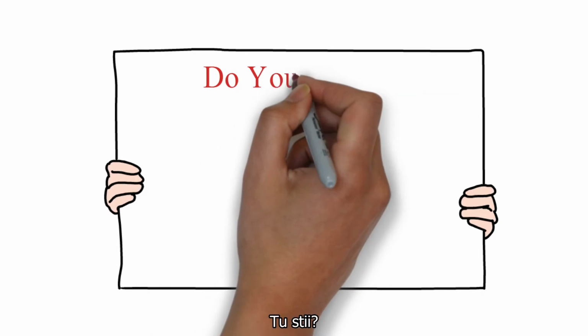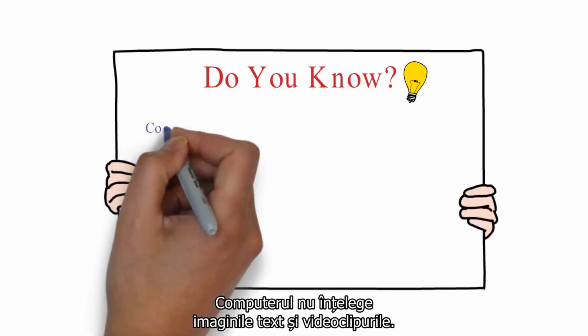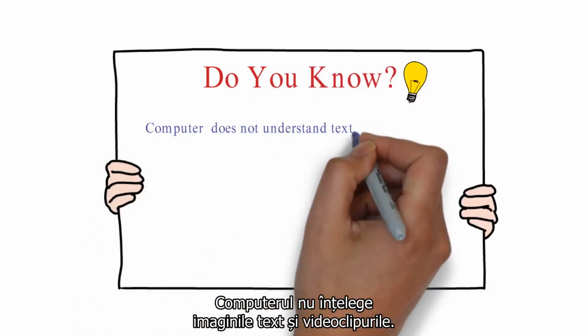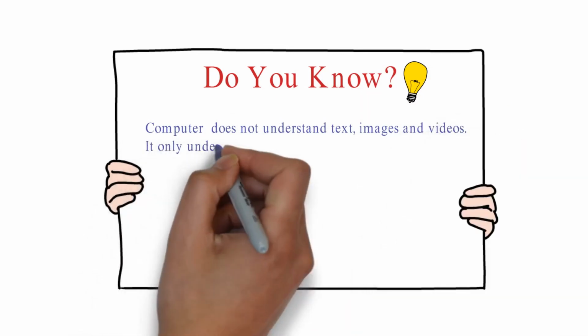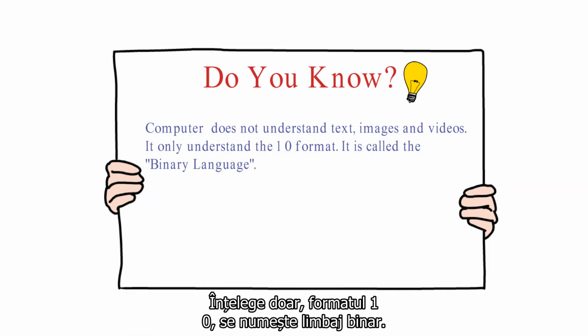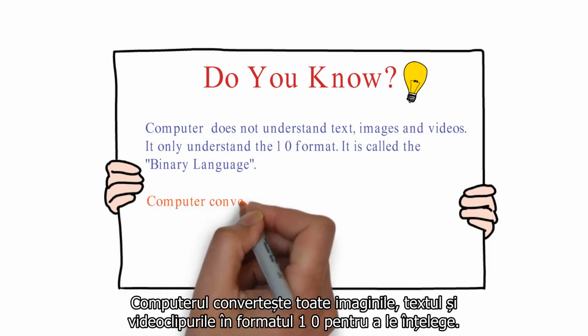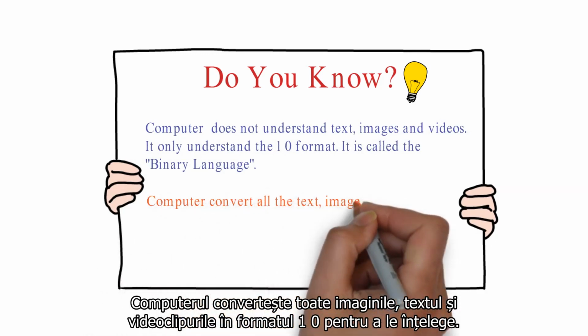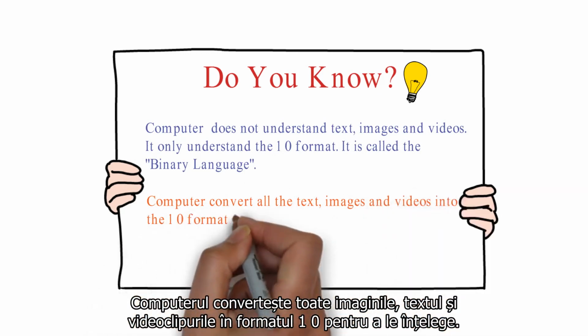Do you know? Computer does not understand text, images, and videos. It only understands the 1-0 format. It is called binary language. Computer converts all the text, images, and videos into the 1-0 format to understand it.